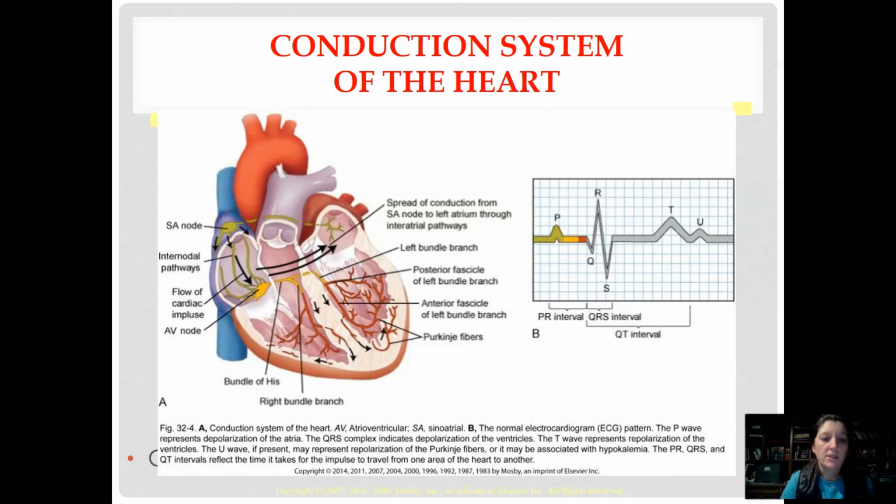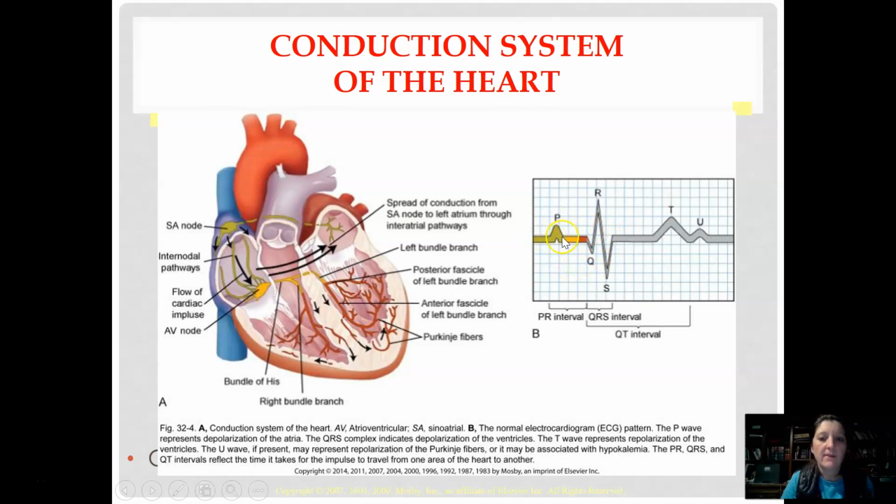It starts the whole conduction process, helps the right and left atria contract around the same time, and then the blood moves into the left ventricle. The AV node, once the electrical activity reaches the AV node, it travels down the ventricular septum, this area in between the two ventricles, and then out through the bundle branches. And when the bundle branches contract, that's when the ventricles contract. And those also contract at the same time.